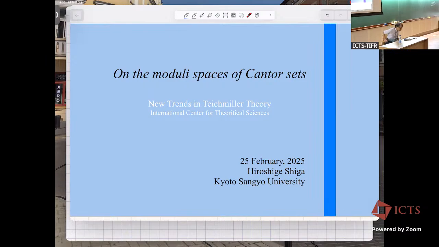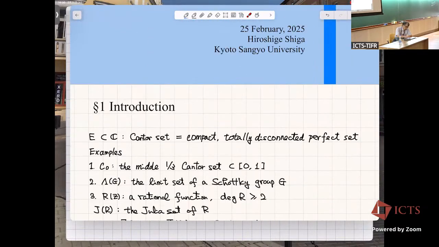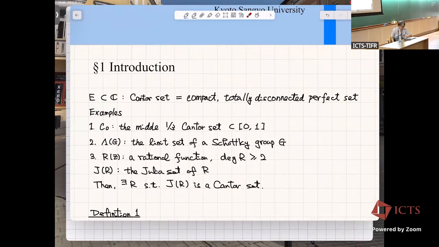I will talk about the moduli space of Cantor sets. We consider the quasiconformal deformation of a Cantor set in the plane. So what is a Cantor set? A Cantor set, denoted by E, is a compact, totally disconnected perfect set in the complex plane.